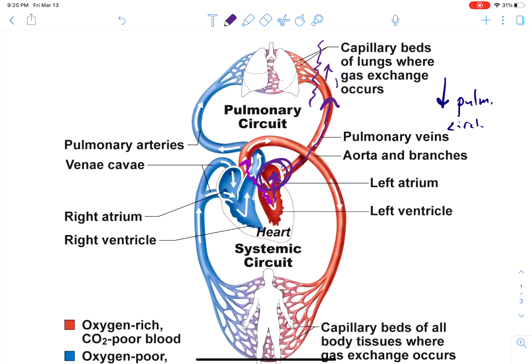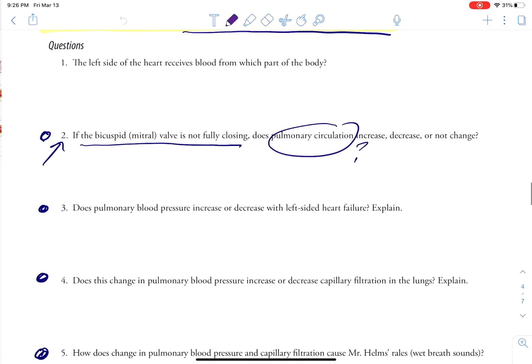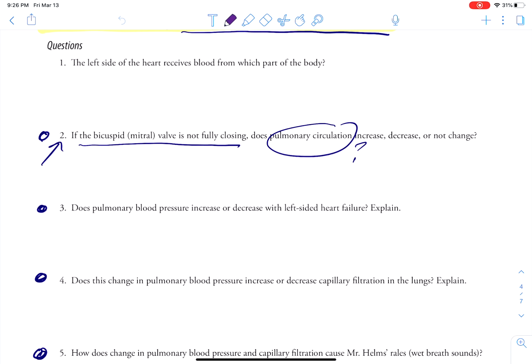Okay, you're increasing blood pressure in this side of the capillaries because blood is backing up there. And what is that doing? It's preventing blood from moving freely through the pulmonary circulation. Okay, so you have a decrease in pulmonary circulation. We're decreasing pulmonary circulation. What about pulmonary blood pressure?